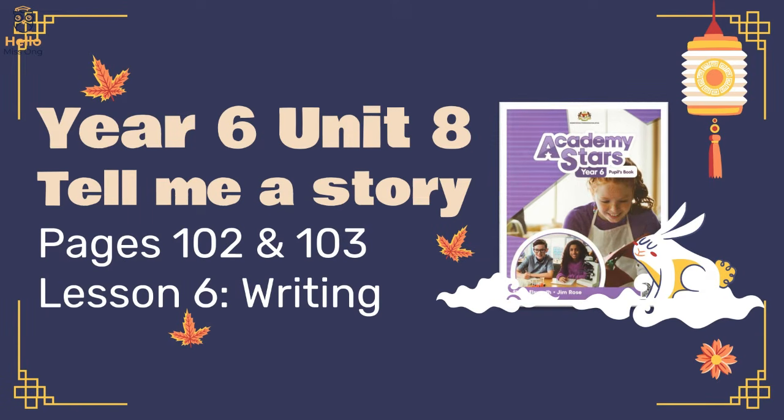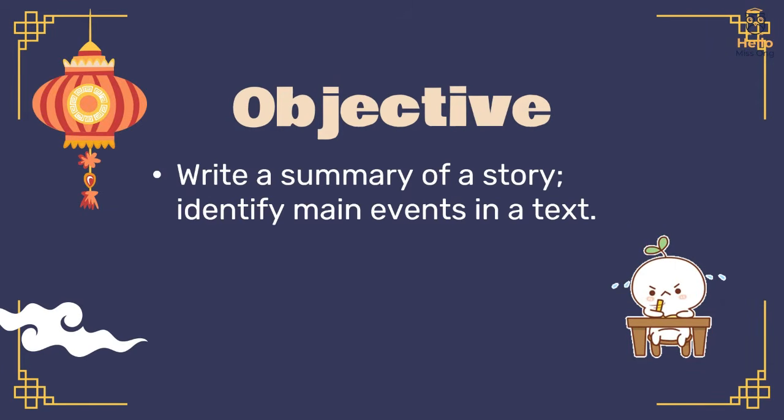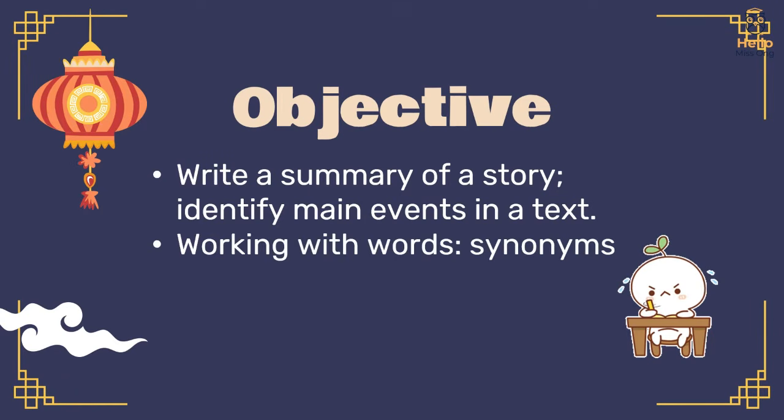Unit 8. Lesson 6. Writing. Objective. Write a summary of a story. Identify main events in a text. Working with words, synonyms.